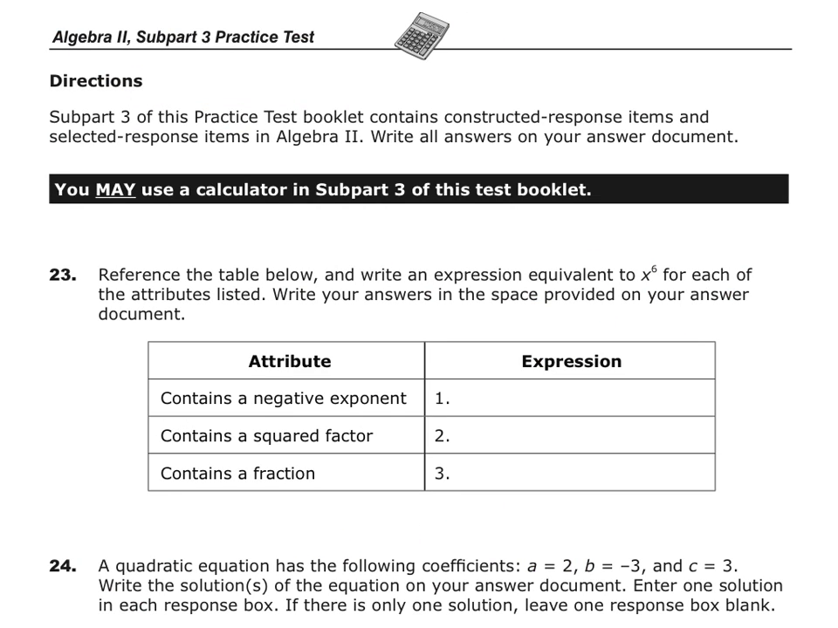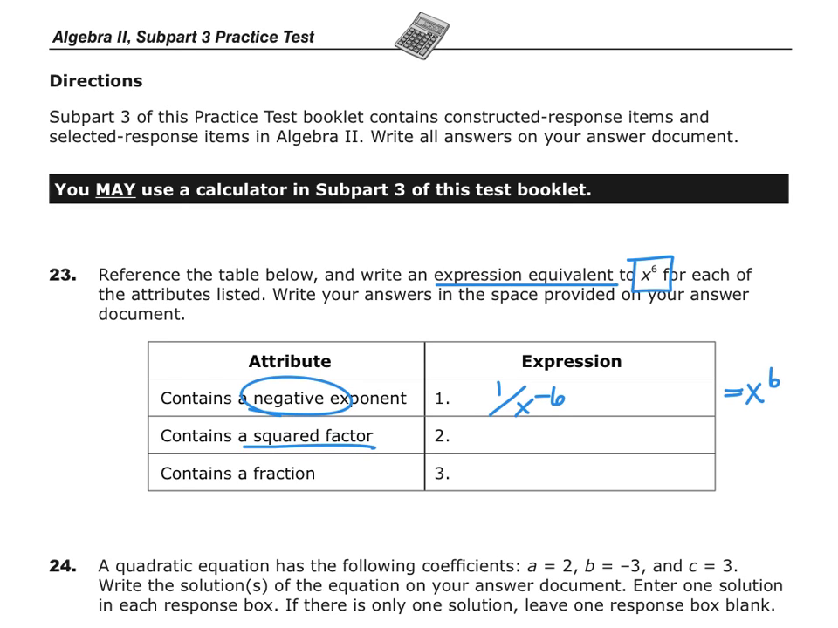Okay, here they're asking me to write equivalent expressions for x to the 6th for each of the attributes listed. These could be written differently. I'm just going to give you my answer. So for something with a negative exponent, remember negative exponents create reciprocals. So I want it to equal x to the 6th. If I make it 1 over x to the negative 6th, when that flips, it will come back and equal x to the positive 6th.